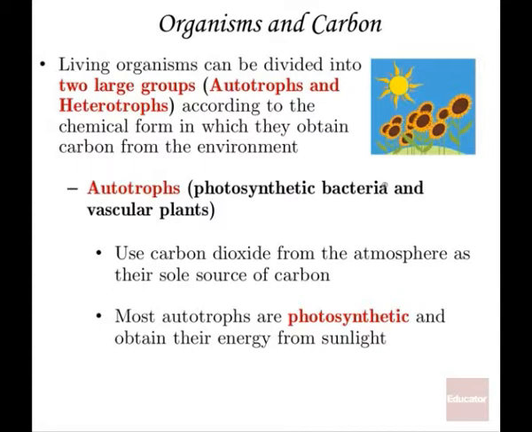To review again, autotrophs are organisms that can produce their own energy without having to consume another organism. Plants, for instance, utilize the sun and carbon dioxide, which is the source of carbon, and they produce glucose from the sun and carbon dioxide. Most of them do this through the process of photosynthesis, and they obtain their energy directly from the sun.